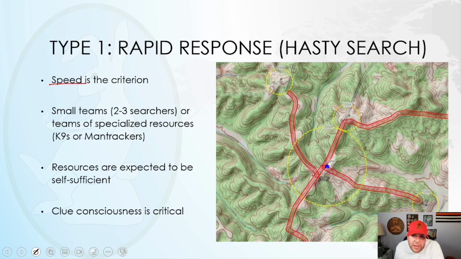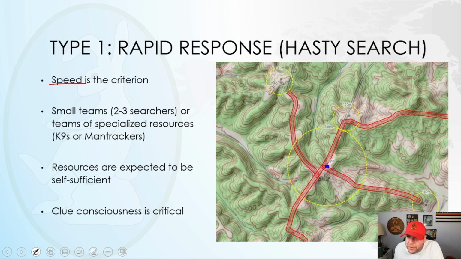We're talking about speed, and that's the ability for small teams of 2 to 3 searchers to move through an area towards an intended destination or along an easy route of travel to try to bring a quick end to the search. It could be ground searchers. This is honestly where canines tend to be part of a hasty response. Track trailing canines, man trackers as well. This is a great place for them to be utilized as a search.